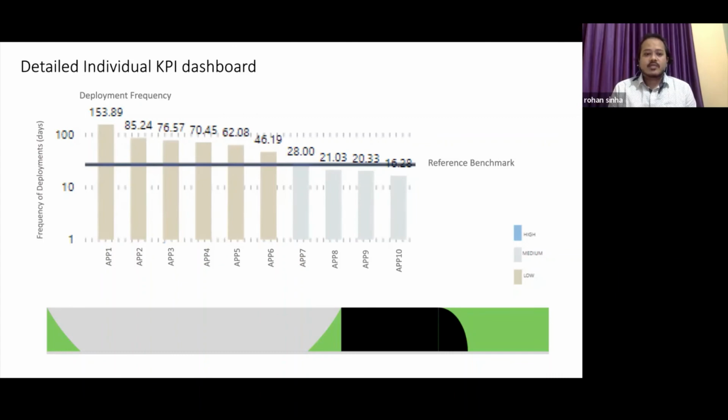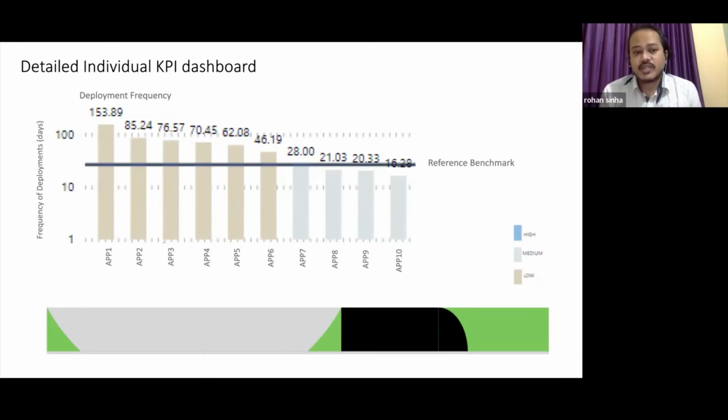Citing this example for deployment frequency, if you can see on the left hand side, application 1 is having 153 days. It means that they are having a deployment every 150 days, which is a very low standard in the current industry. And App 10, at the end, is doing a deployment every 16 days, which is still not up to the standard yet, and that's why we have put it into the medium level of the scale. A high level of DevOps maturity would represent deployments being done hourly or at least daily.